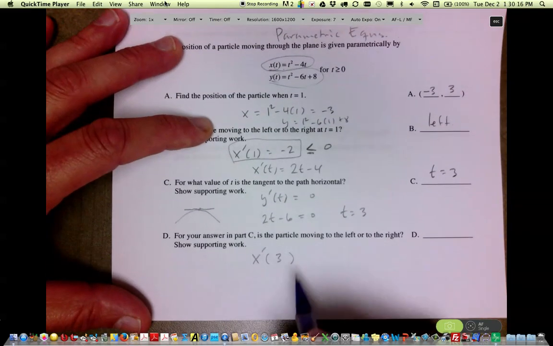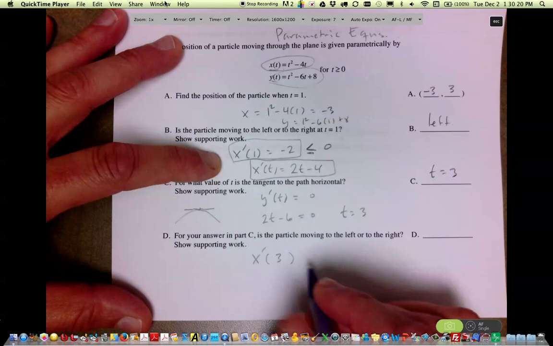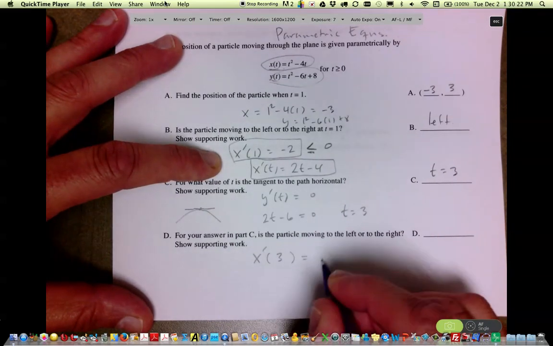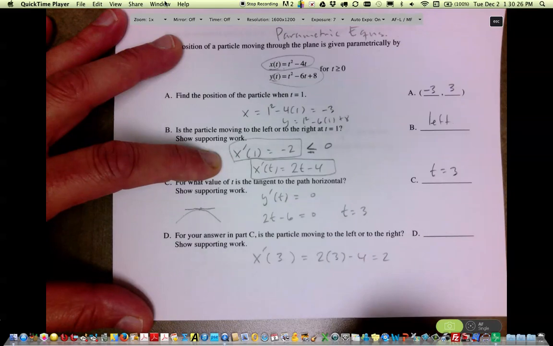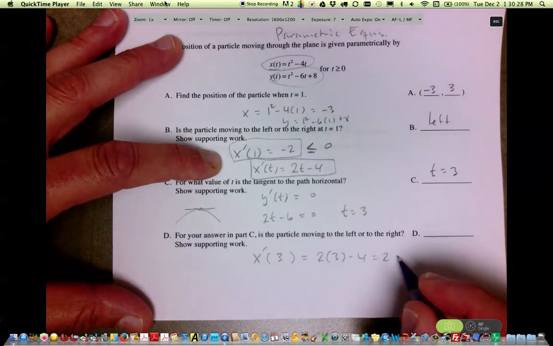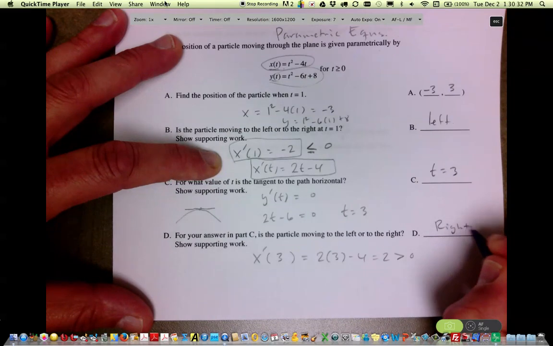We found the derivative up here was 2t minus 4. So the derivative here is going to be 2 times 3 minus 4. That gives me positive 2. And because this is greater than 0, the particle is moving to the right.